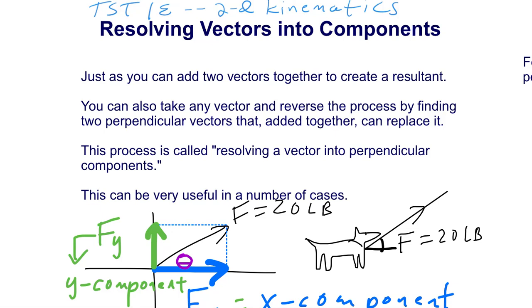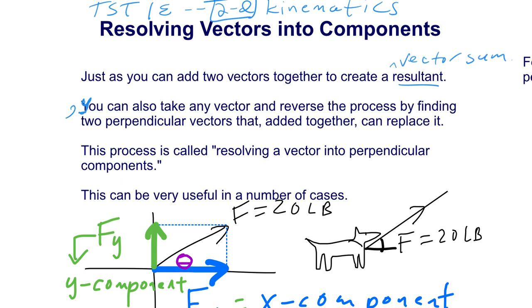Okay, this unit's going to be test 1E material. It's still kinematics, but it's two-dimensional kinematics. We talked about how we can add two vectors together to create a vector sum, otherwise called a resultant. We can do it backwards.